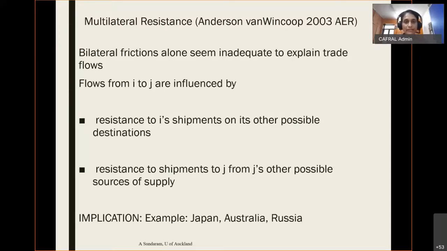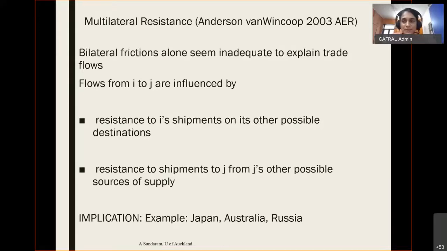So that's sort of the broad idea. And I can't emphasize this enough, because any modern gravity model needs to include or control for multilateral resistance. How do you do this? All you need to do empirically is to have a fixed effect for the importing country and a fixed effect for the exporting country. Hopefully you have data over time and you can do that, right? So that's the best way to do it.